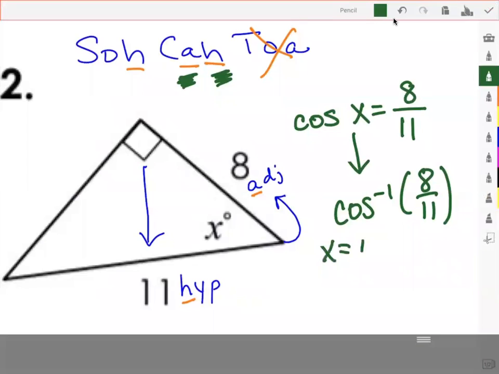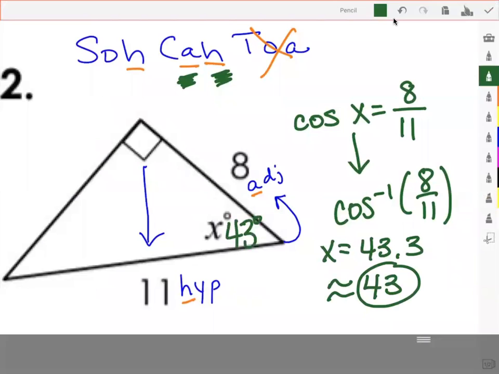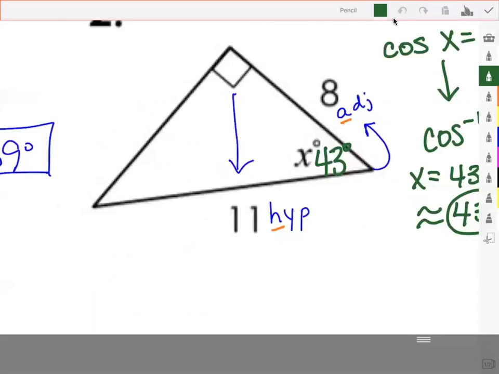So X is 43.3, which rounds to 43 degrees, nearest whole angle. All right, questions on the second one? Okay, let's do a third one.